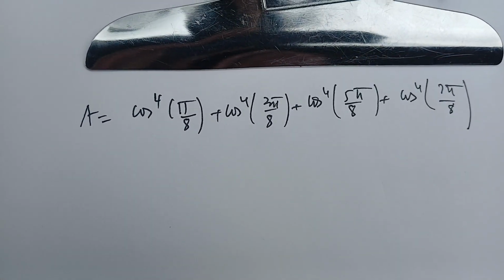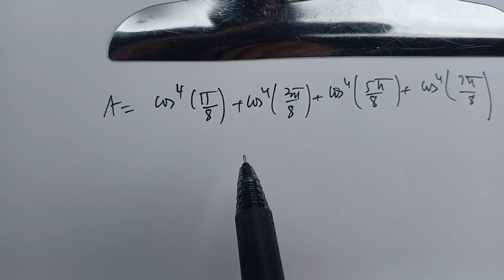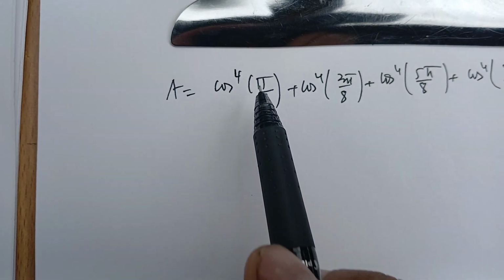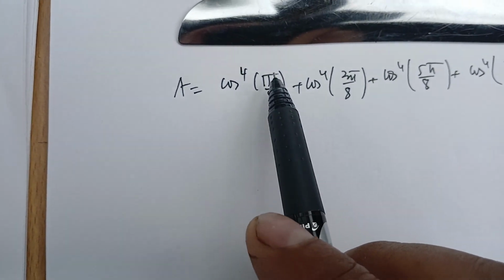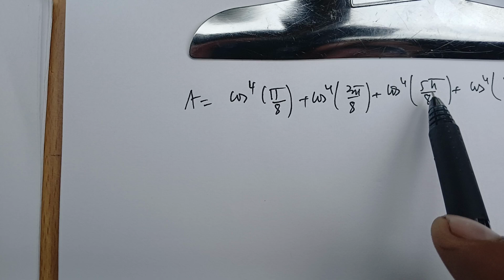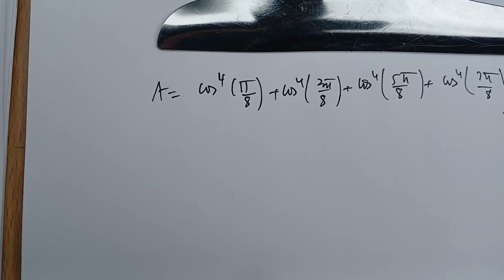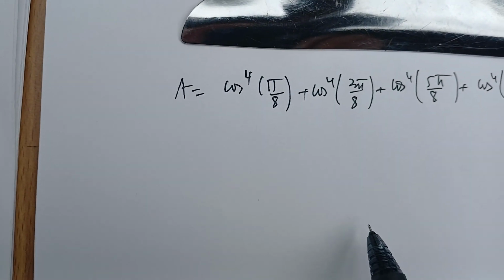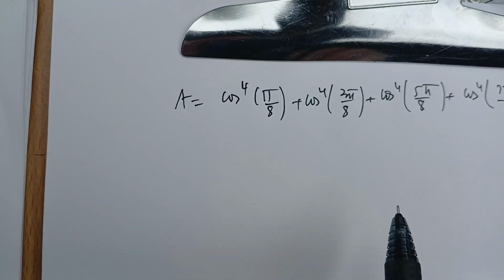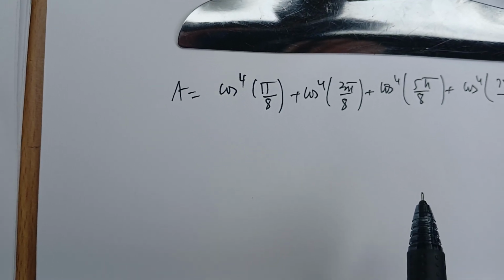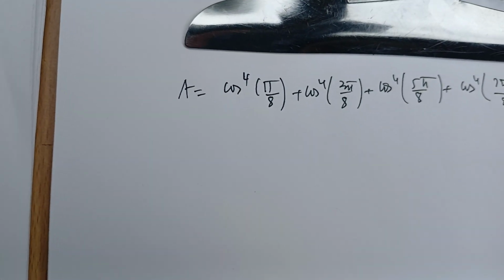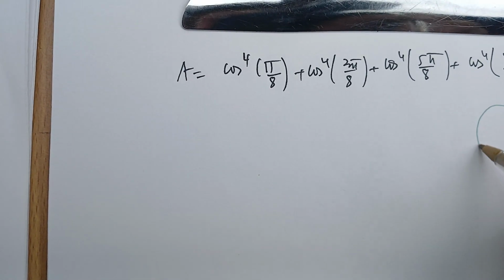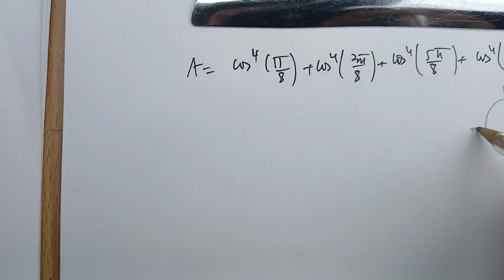Okay, welcome back. In this video, we're going to try to find the sum of the fourth power of the cosine of these angles: pi over 8, 3 pi over 8, 5 pi over 8, and 7 pi over 8. In fact, there are many ways to compute this one, some simpler and some longer. But for us, we're just going to use some simple ways. But before this, let's use something.